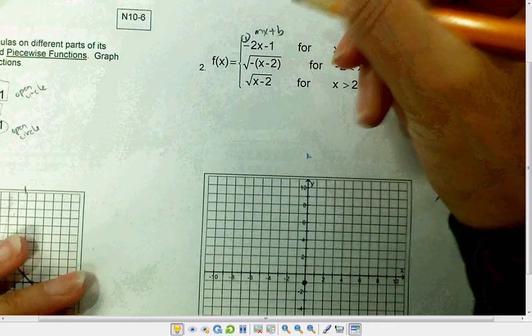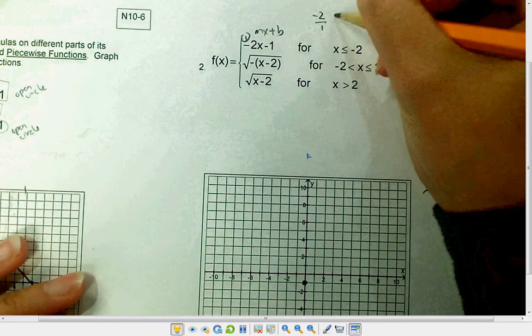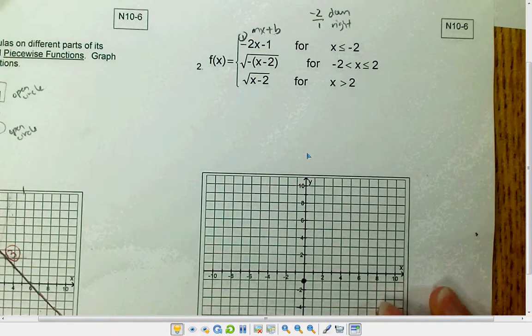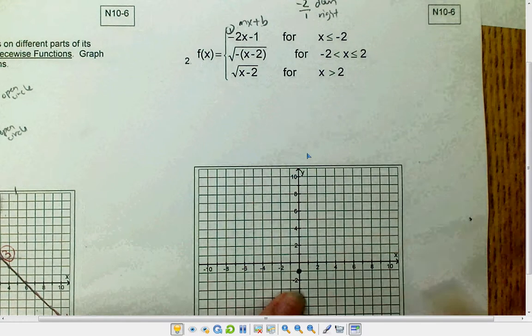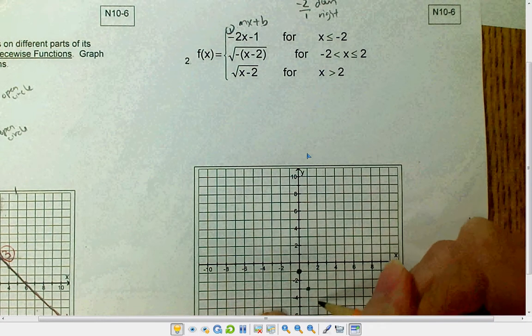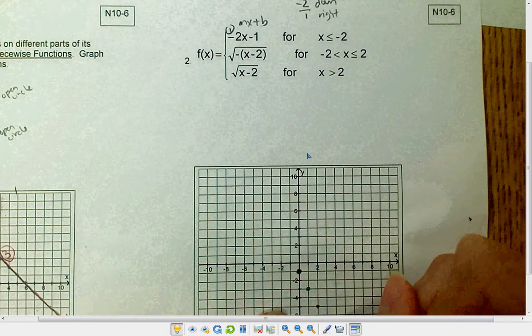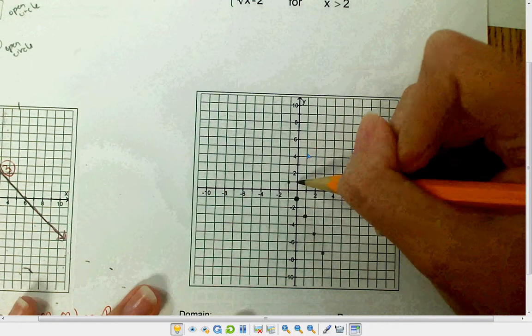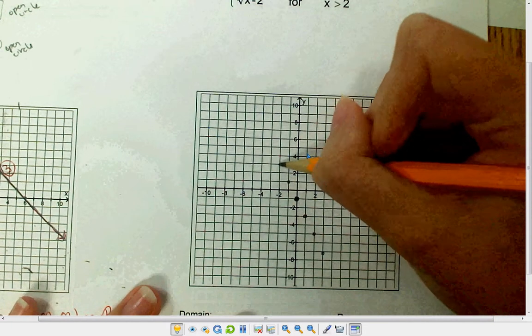And the slope is -2/1. So this is 2 down, 1 to the right. So I'm starting at my y-intercept of -1. I'm going to go 2 down, 1 to the right, 2 down, 1 to the right, 2 down, 1 to the right, and same thing in the other direction. So now it's 2 up, 1 to the left in this direction.